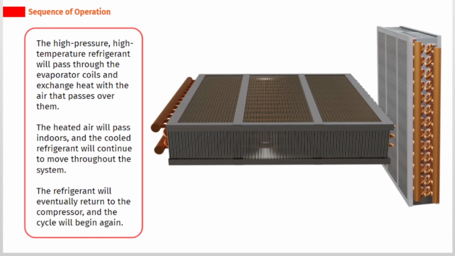The high pressure, high temperature refrigerant will pass through the evaporator coils and exchange heat with the air that passes over them. The heated air will pass indoors, and the cooled refrigerant will continue to move throughout the system. The refrigerant will eventually return to the compressor, and the cycle will begin again.